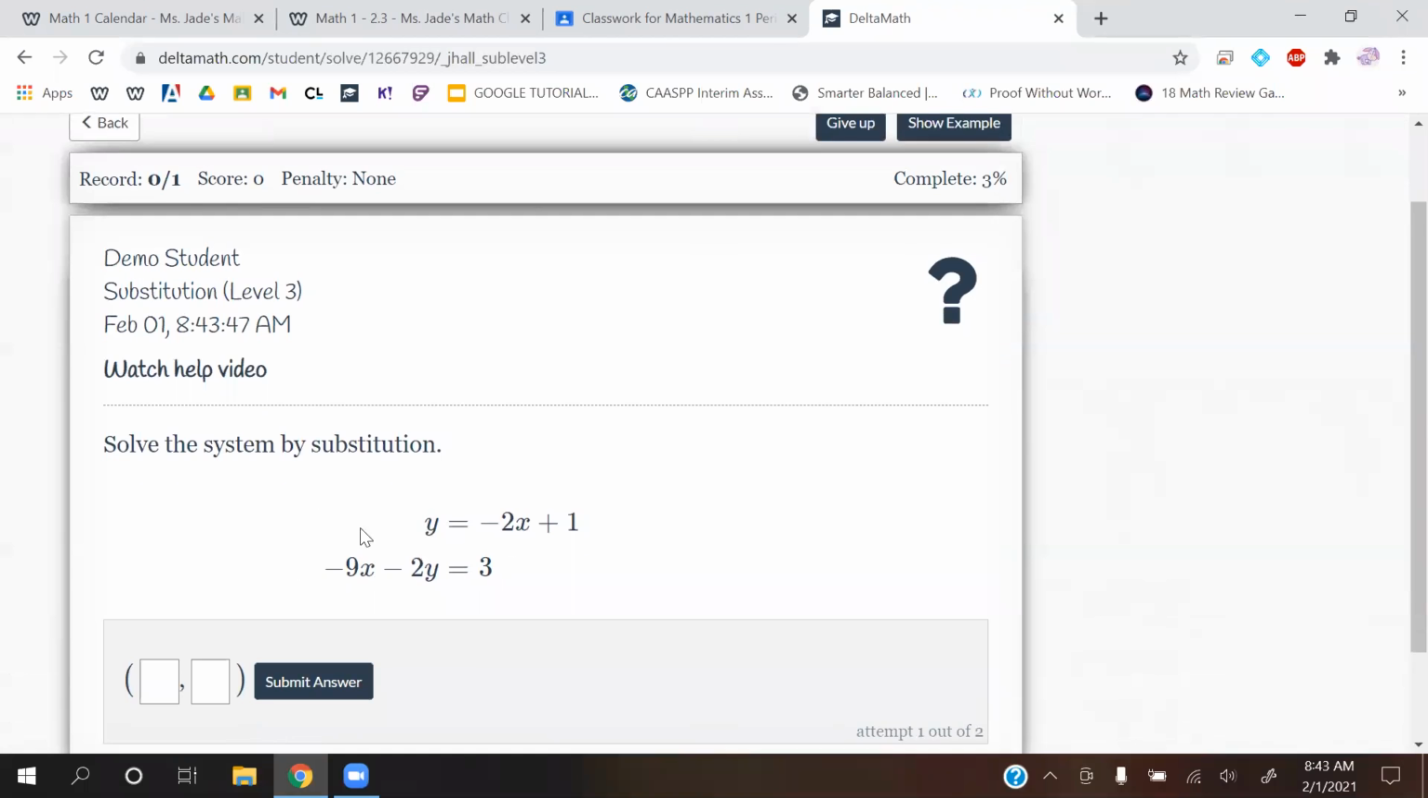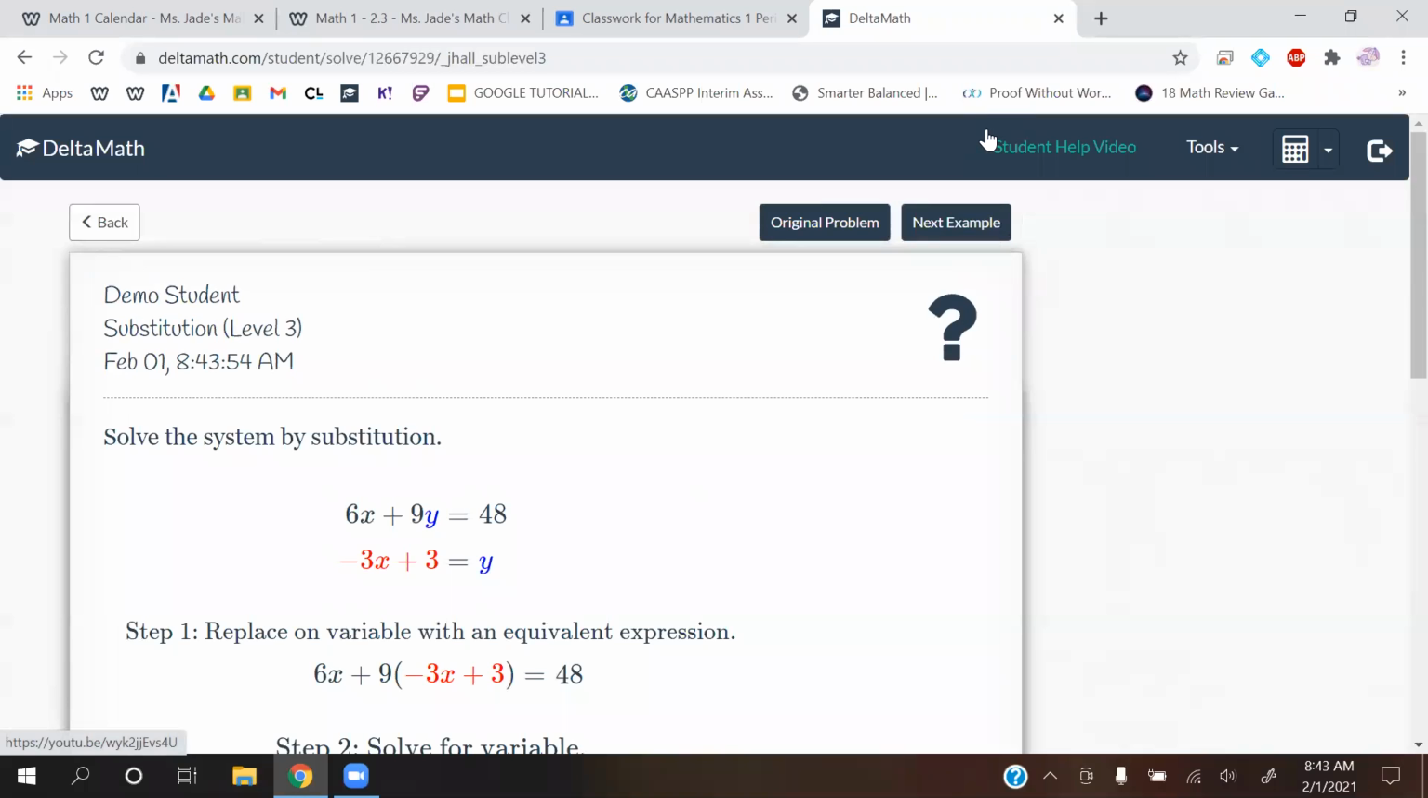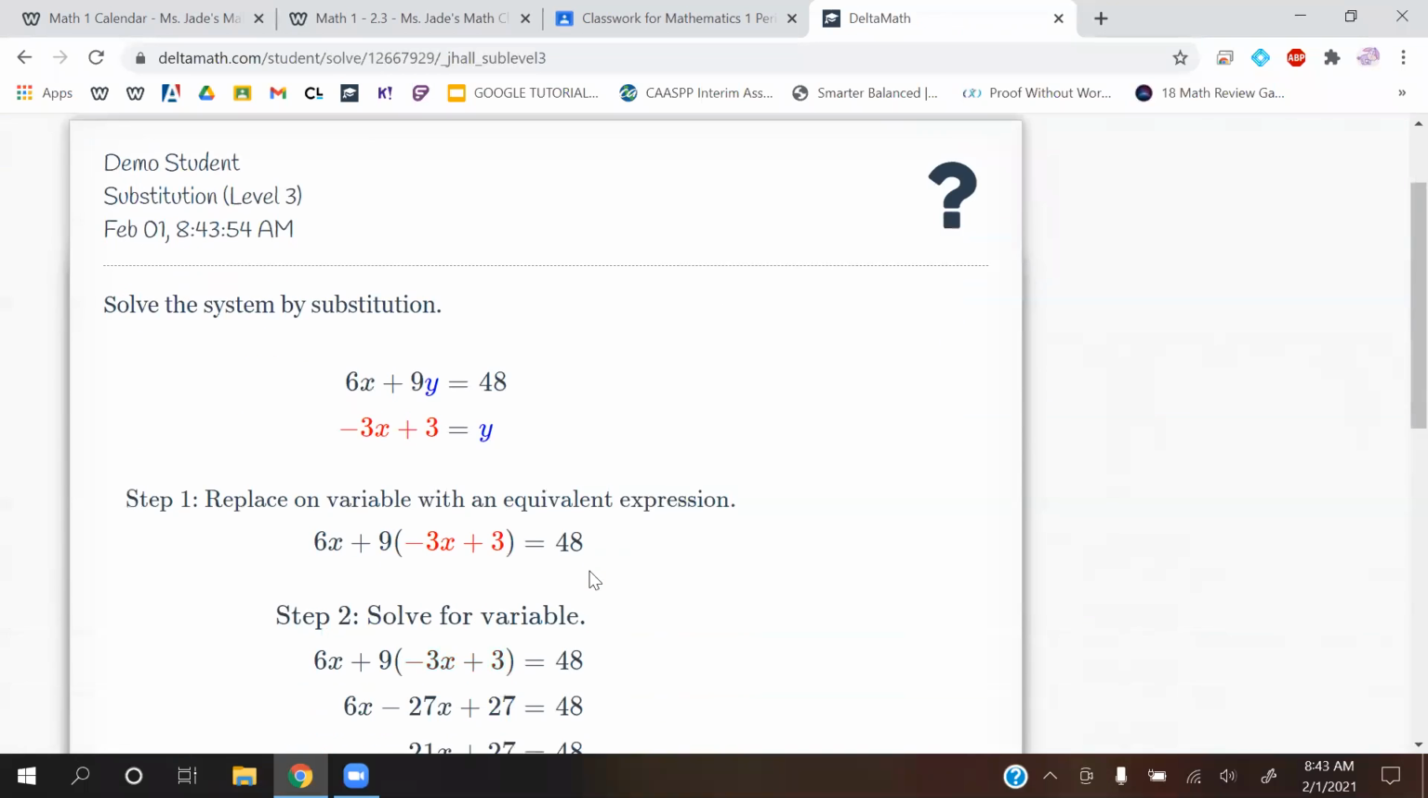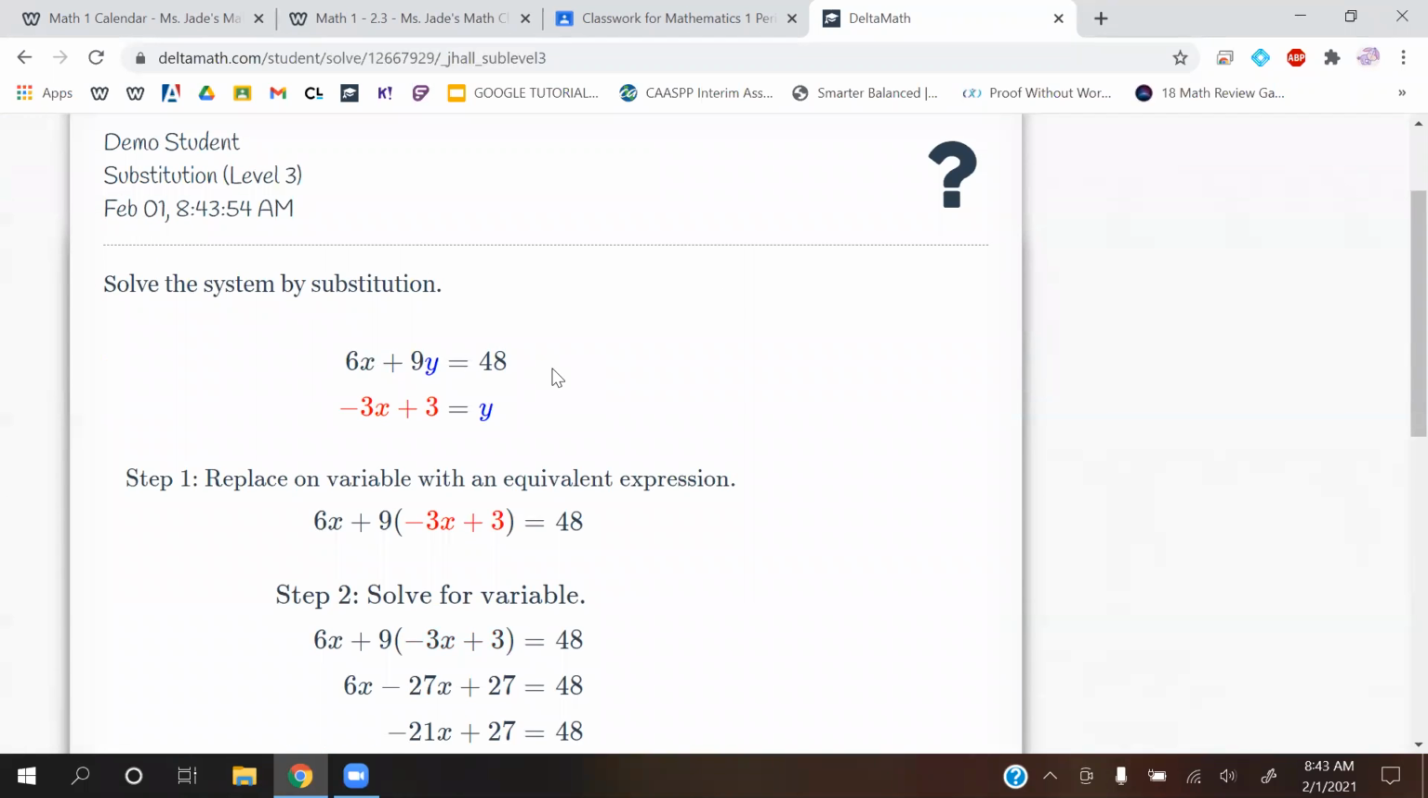So for this one, it's the same thing. Solve the system by substitution. Let me show you an example so I can go through it here. You have to look for which variable is all by itself. In this case, sorry, not x, I can't read. This is a y. The y is all by itself. You see how there's nothing next to it? It's just y, so this one's by itself.